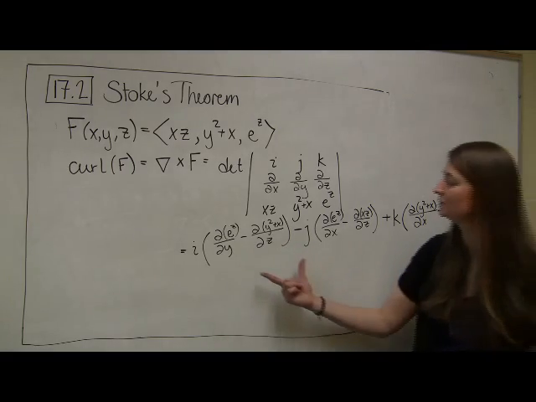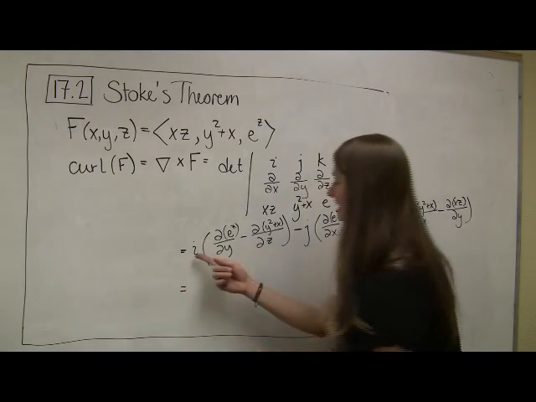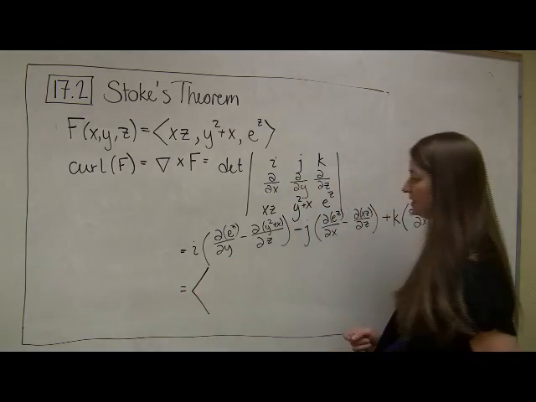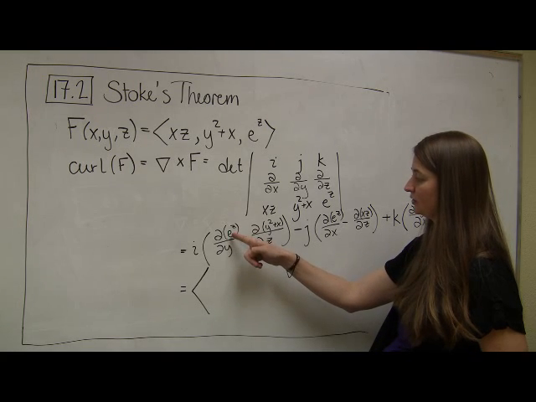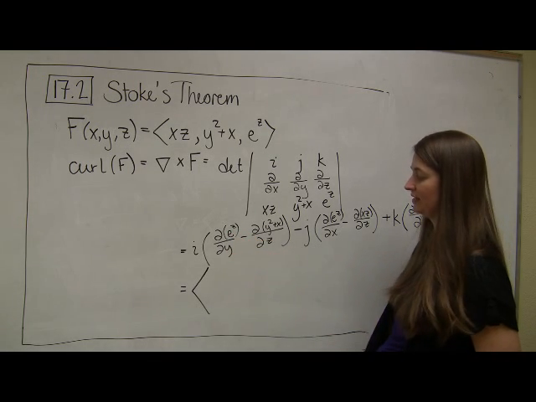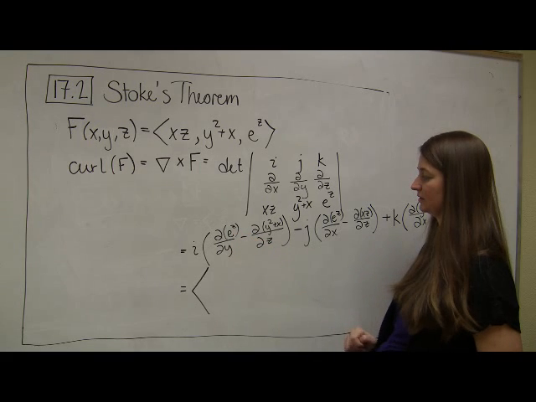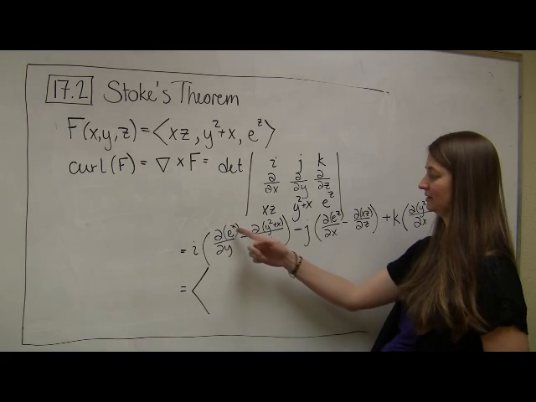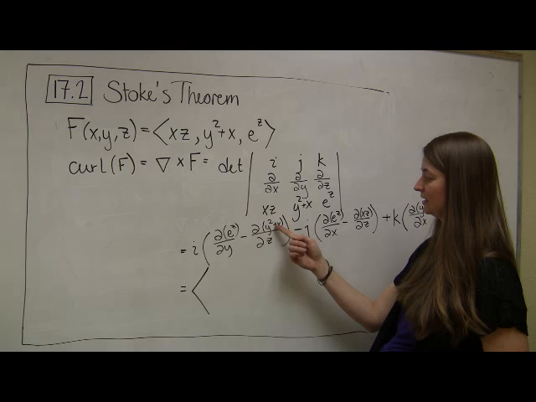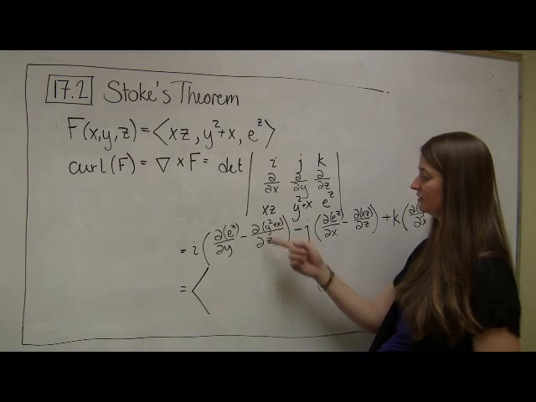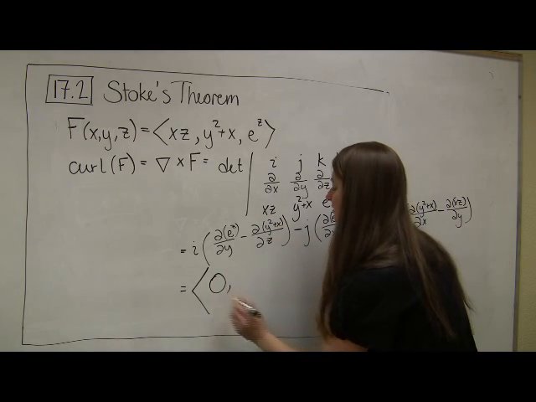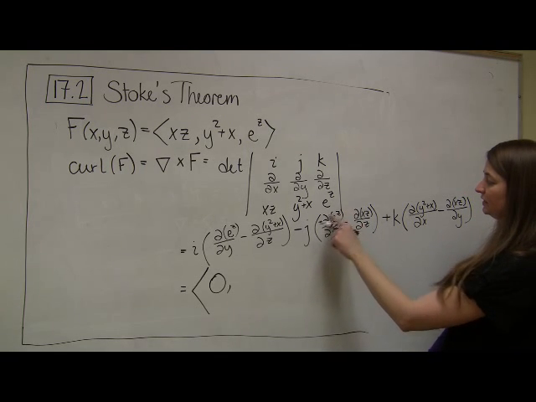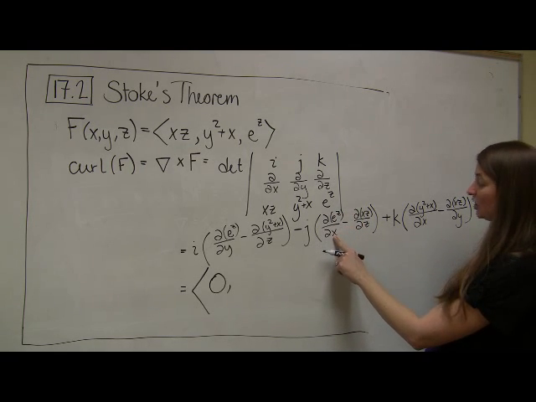So let's go ahead and compute this. That means that in my ith component, if I were to represent this as a vector, I see that my partial derivative of e to the z with respect to y is just 0, right? There are no y's in here, this is just a constant. Similarly, this term is also 0. There are no z's in this formula. So my first component is 0. My partial derivative of e to the z with respect to x is also 0.